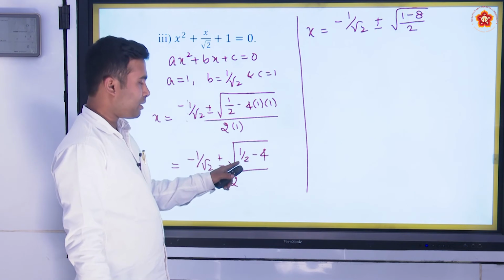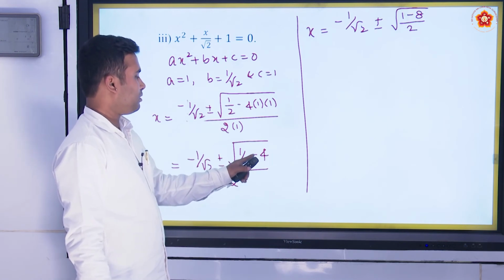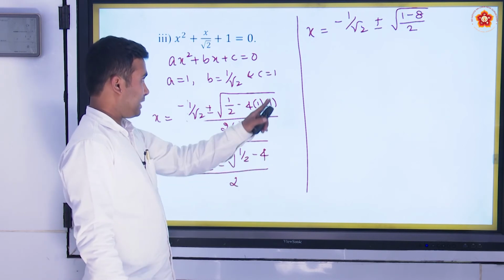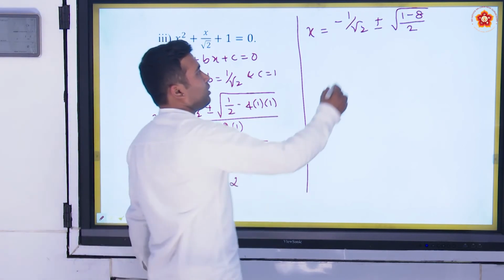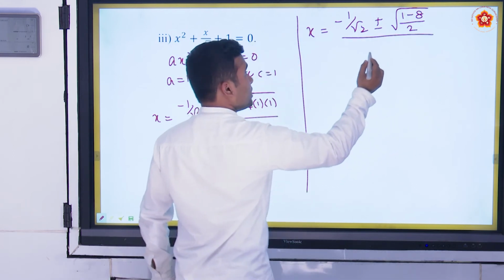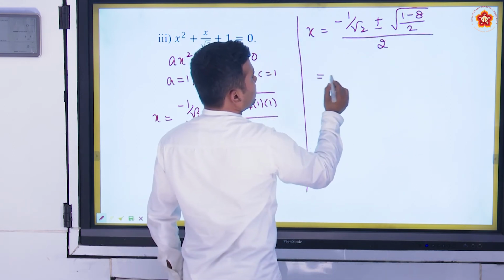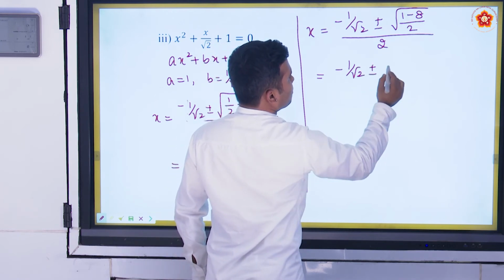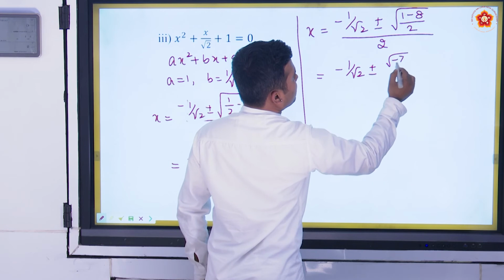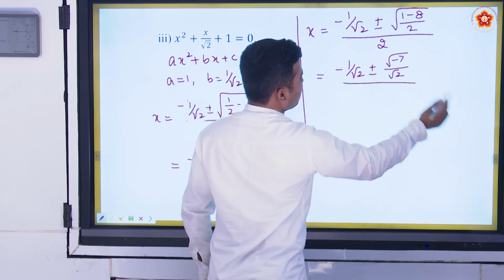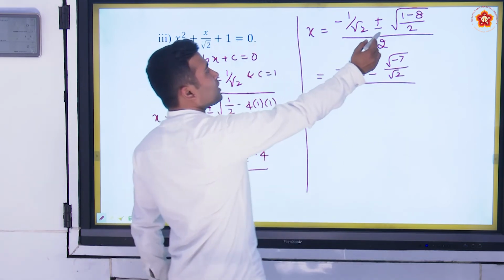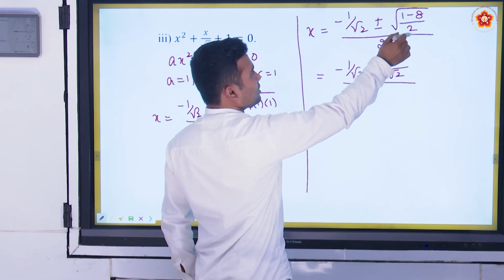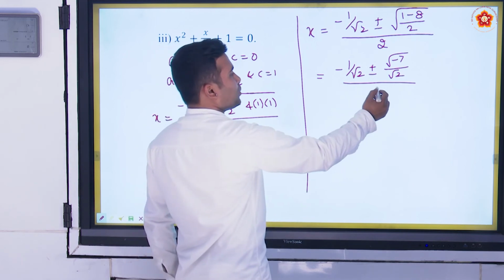You cross multiply this: 1 by 2 minus 4 is 1 minus 2 into 4, which is 8, whole divided by 2. Whole divided by 2 into 1 is 2. So, now this is equal to minus 1 by square root of 2 plus or minus, and here this can be written as root minus 7 divided by root 2. Can I write like this? Yes, because 1 minus 8 is minus 7 and that minus 7 by 2 can be written as root minus 7 by root 2 by 2.